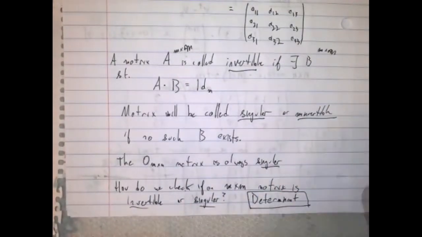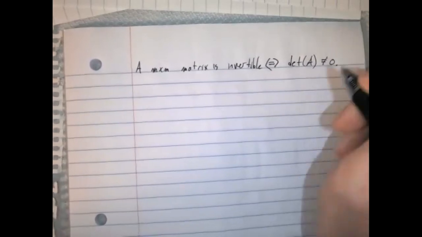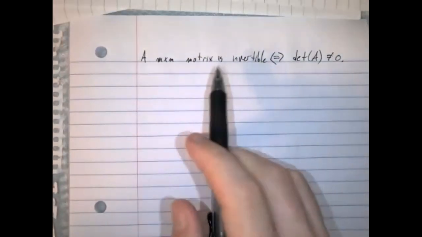The determinant is beautiful. So I'll just write it out. An M by M matrix A is invertible if and only if the determinant of A is not equal to 0. And what this means is that a matrix is singular if and only if the determinant is 0.